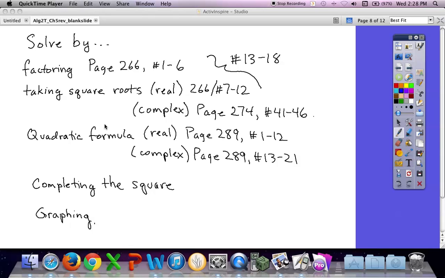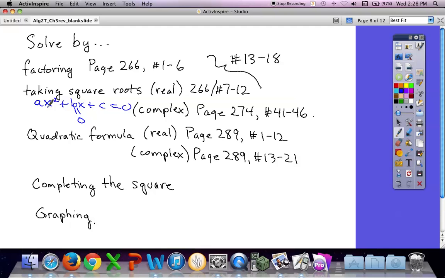It always works. So the fact solving by factoring are on this page, number 1 through 6. Remember, taking square roots is that special case where you start with something like ax squared plus bx plus c equals 0, but the b is 0. There is no x term, which means you can isolate the squared term, then take the square root. So that's only used for very special kinds of quadratic equations.